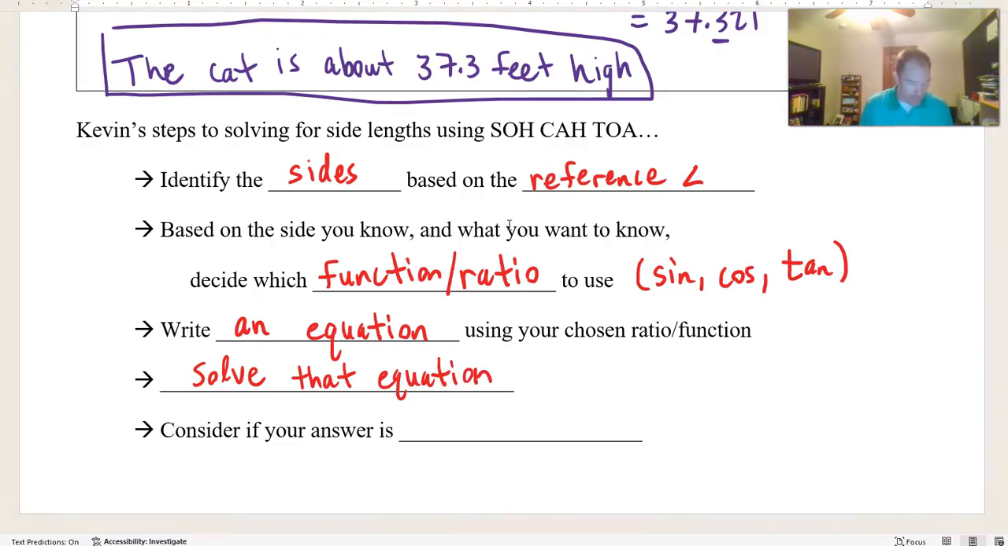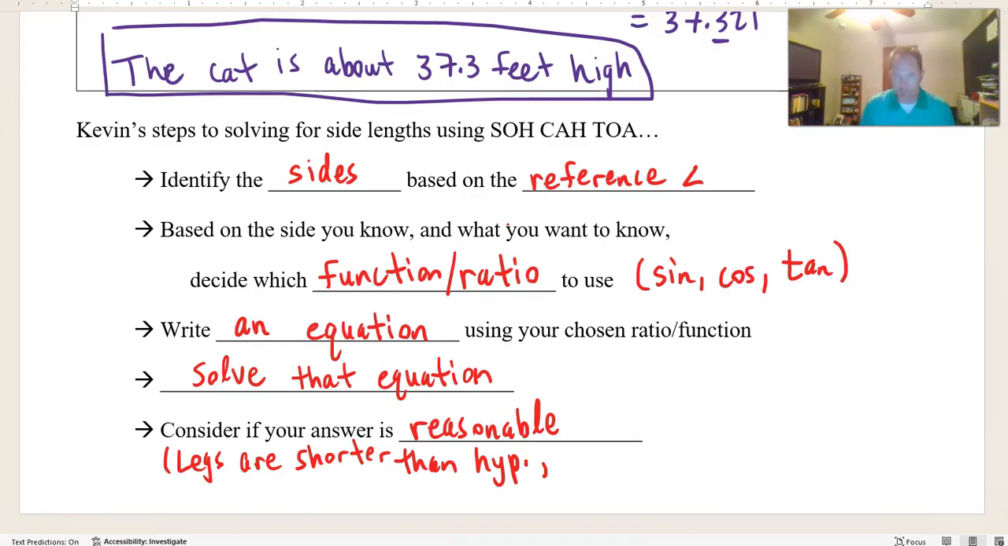And then last thing, consider if your answer is reasonable. Some things to remember, we talked a little bit about in this video: the hypotenuse is supposed to be the biggest side, or to rephrase that, the legs should be shorter than the hypotenuse. The hypotenuse should be longer than the legs. But also, a bigger leg is opposite a bigger angle, and a smaller leg is opposite a smaller angle. Let me spell that out there. Bigger leg is opposite a bigger angle.